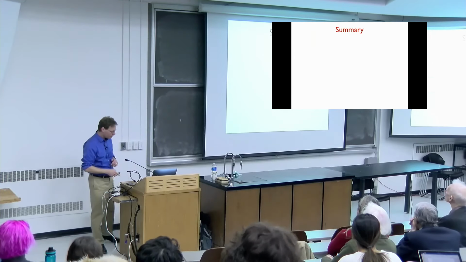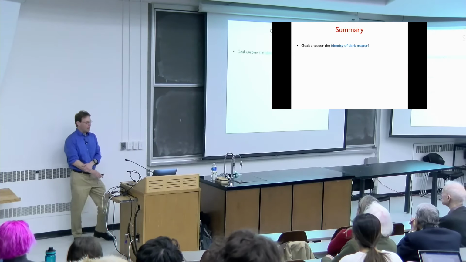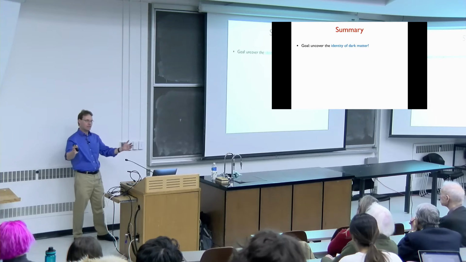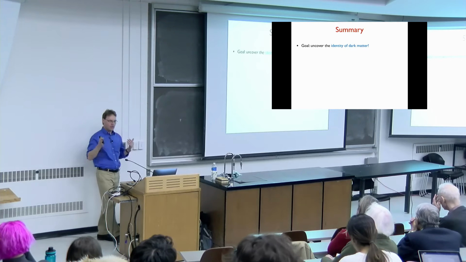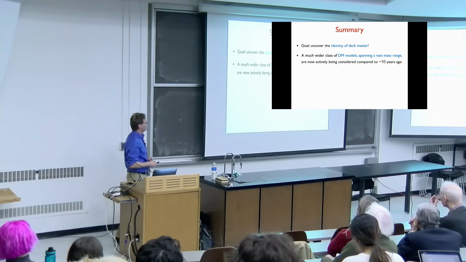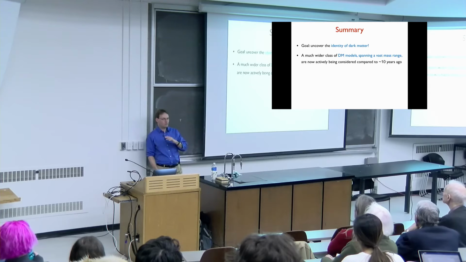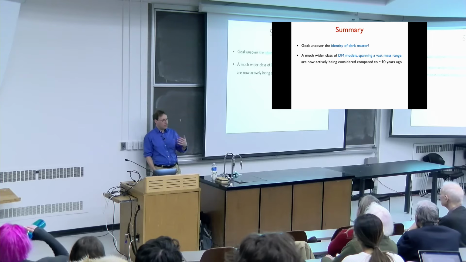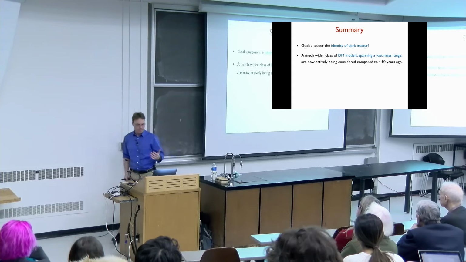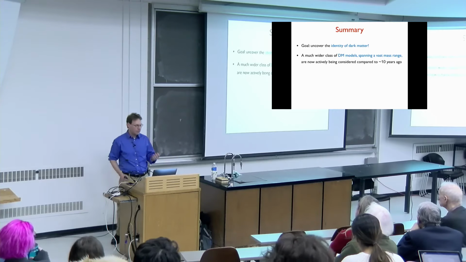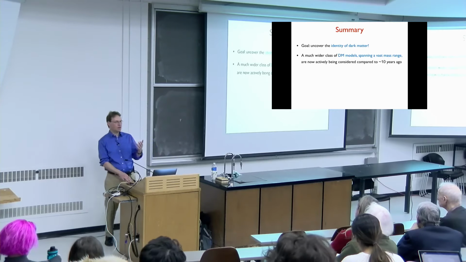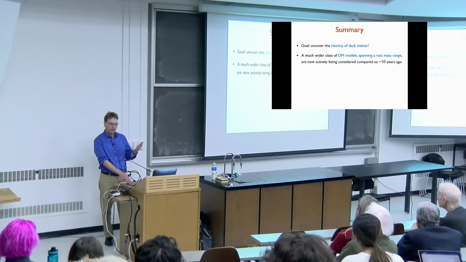Okay. So to summarize, the goal that we particle physicists have is to uncover the identity of dark matter. And one thing that I want you to take away from this is that compared to, say, 10 years ago, a much wider class of dark matter candidates are now being considered very actively. Okay? People are thinking about a vast mass range with lots of different kinds of interactions to really try to maximize our chances of finding dark matter.